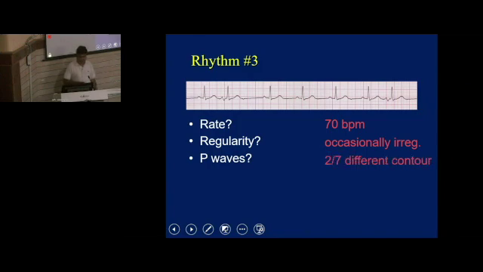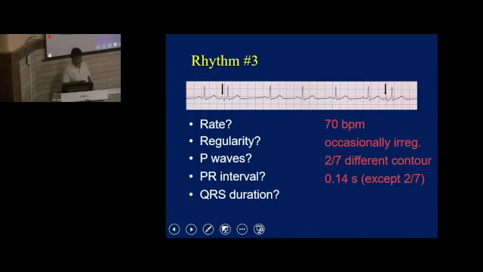And P waves are, what is different in contour? P wave number 2 is different, P wave number 7 is different. The rest of the P waves are normal. So these two P waves are different because these are premature contractions. And the generation of the impulse is not from the SA node, it is from some other focus in the atrial muscle which is generating the impulse, apart from the SA. Is that clear? Okay. So the PR interval and all is normal except in these premature contractions.